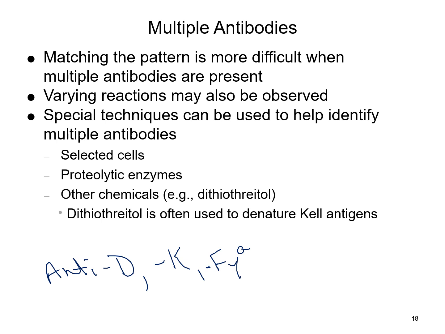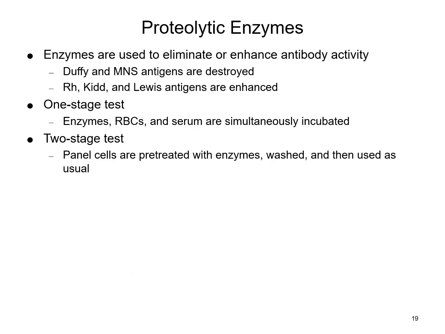This will include things like selected cells, proteolytic enzymes, and various chemicals that can denature those antigens that are on the panel. So you would treat those panel cells to remove some of those antigens, or to enhance some of your reactivity, and test those cells again to see if that will aid in your process of elimination. If you use proteolytic enzymes, they're used to eliminate or enhance antibody reactivity. For example, you could use them to destroy your Duffy, M, N, and S antigens.